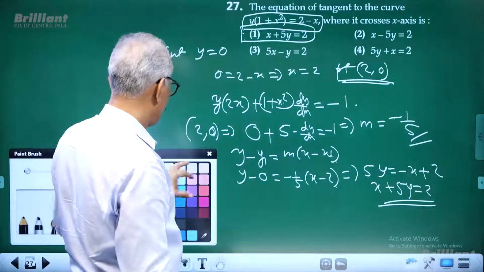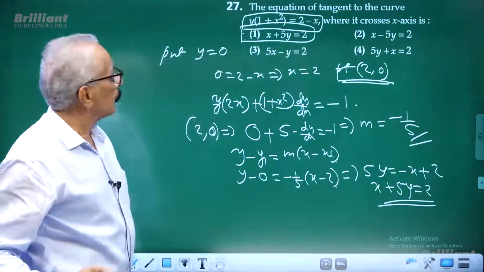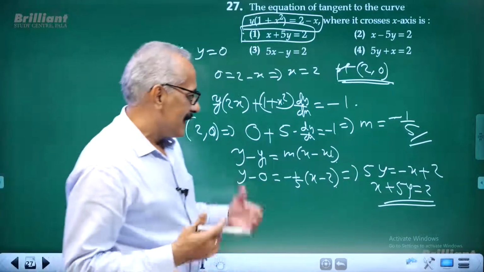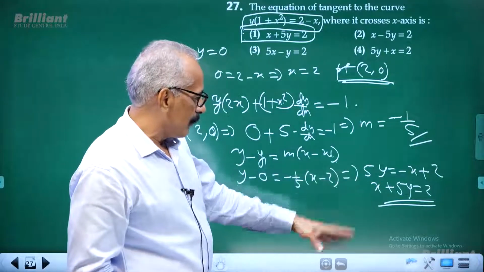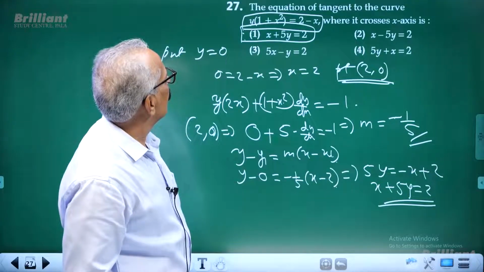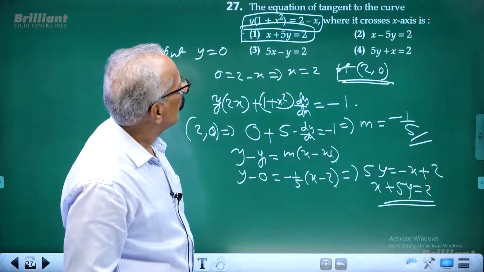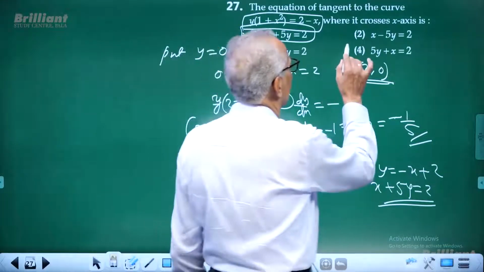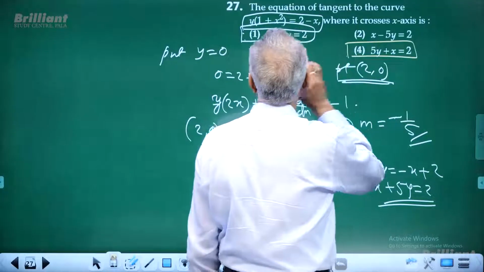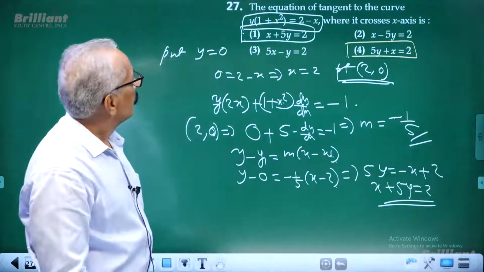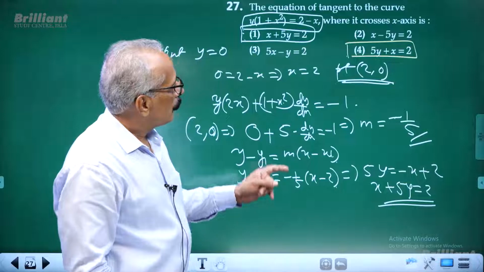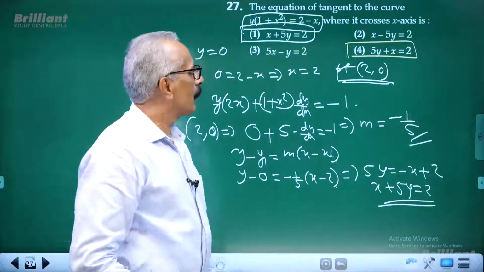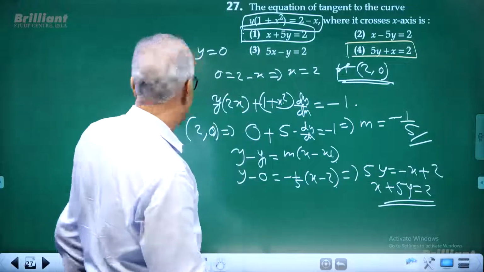First option. Ready? Question number 27. x plus 5y. Right. These two options, there is a tie. There is a tie in question number 27. Both are the same. Anyway, 1 or 5. Sorry for the printing error.